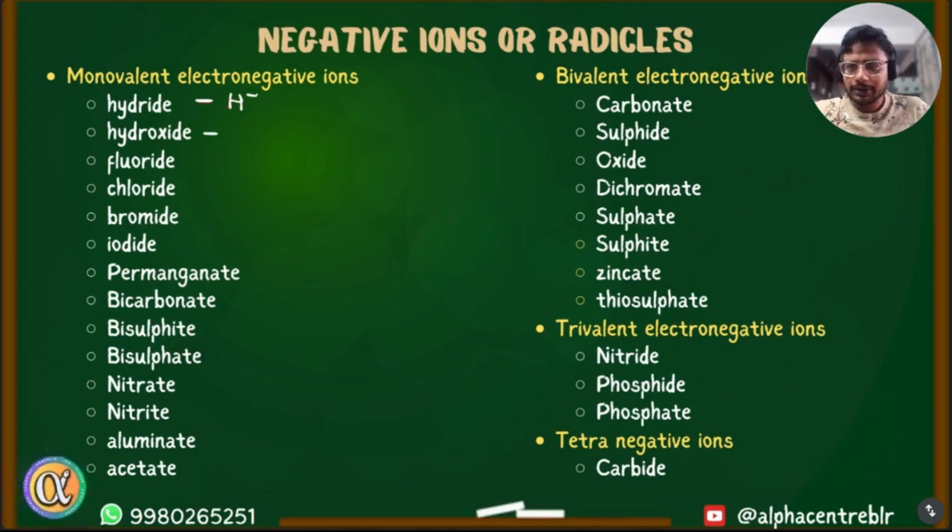OH minus. Fluoride. F minus. Chloride. Cl minus. Bromide. Br minus. Iodide. I minus. Very good. Permanganate.